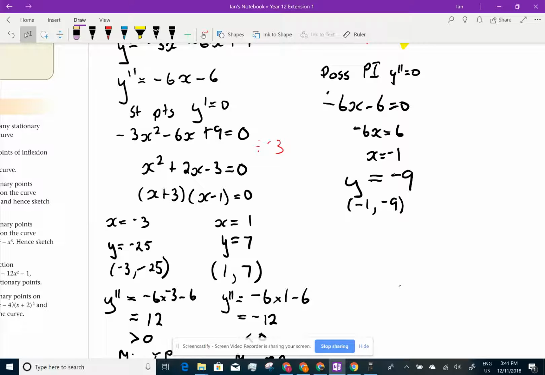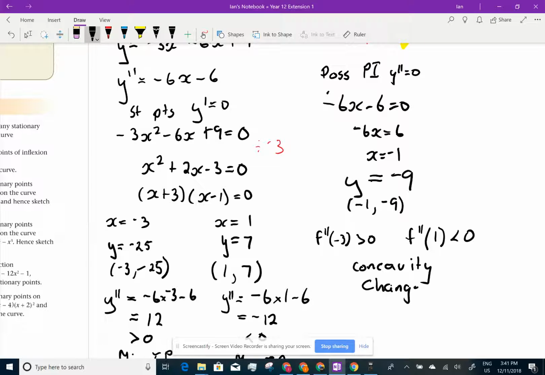Look over here at y double dash, so f double dash of negative 3 is greater than 0, f double dash of 1 is less than 0, so concavity changes. Concavity changes. So thus it's a PI. Oops.